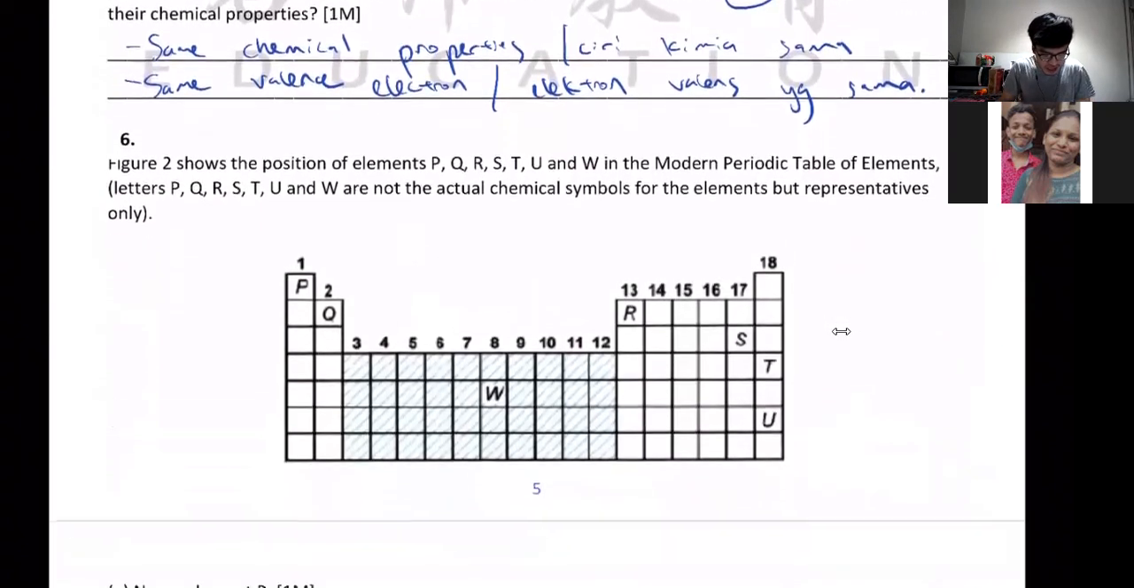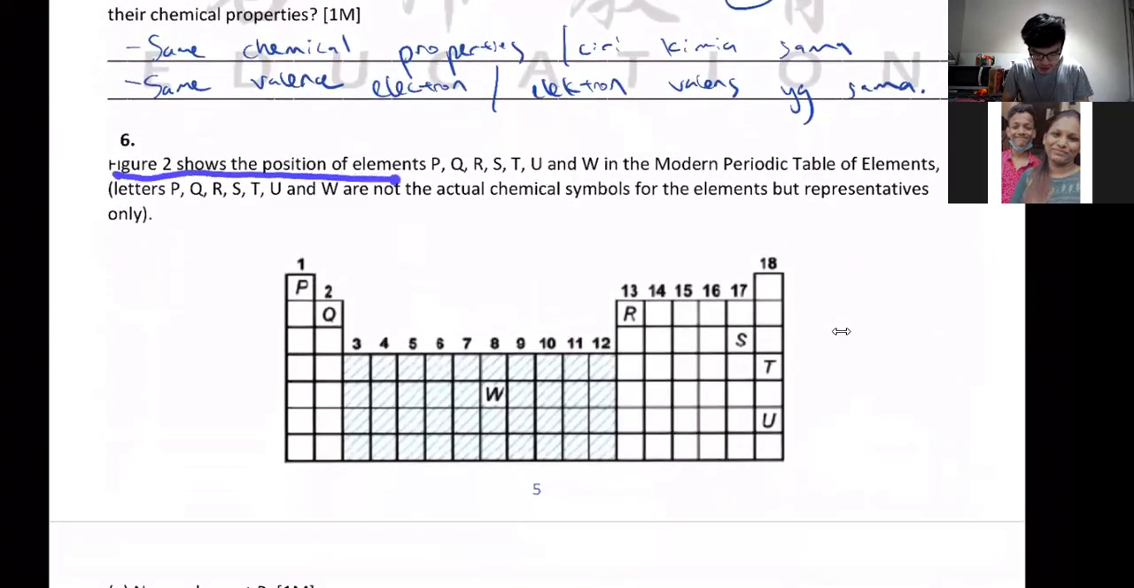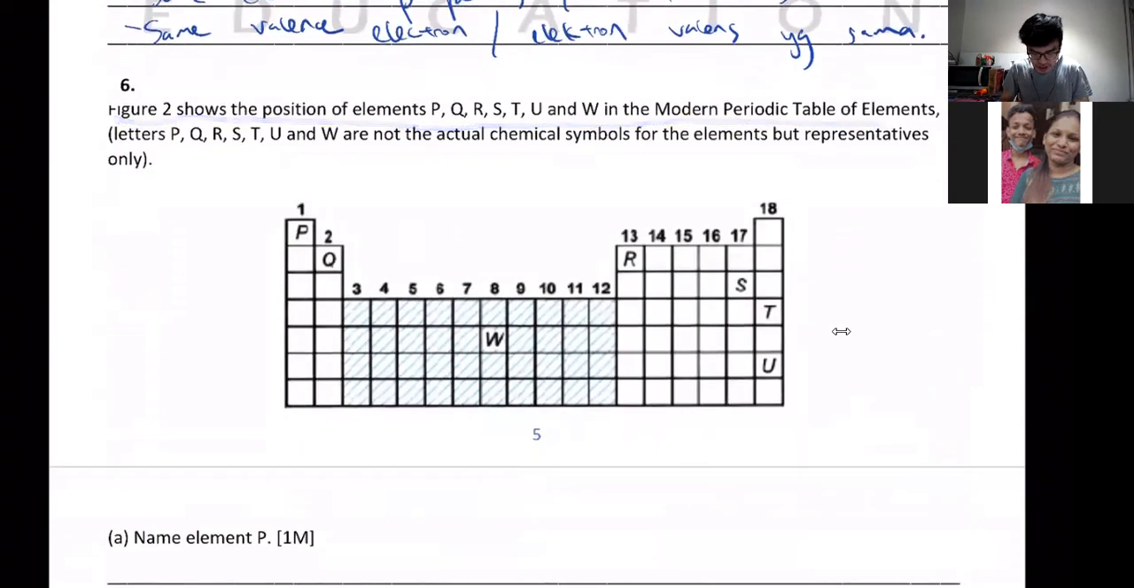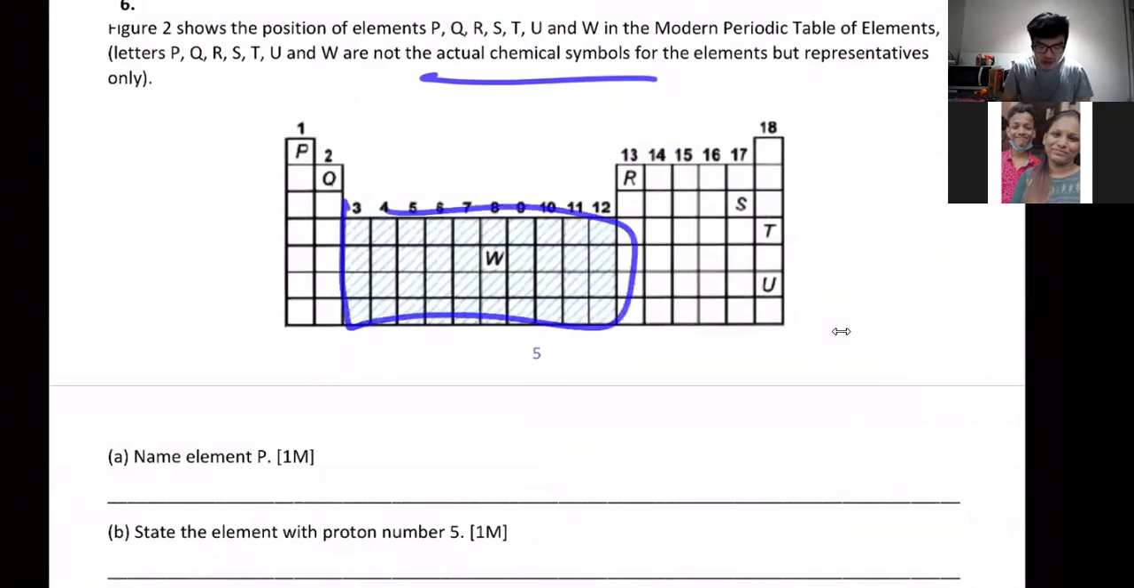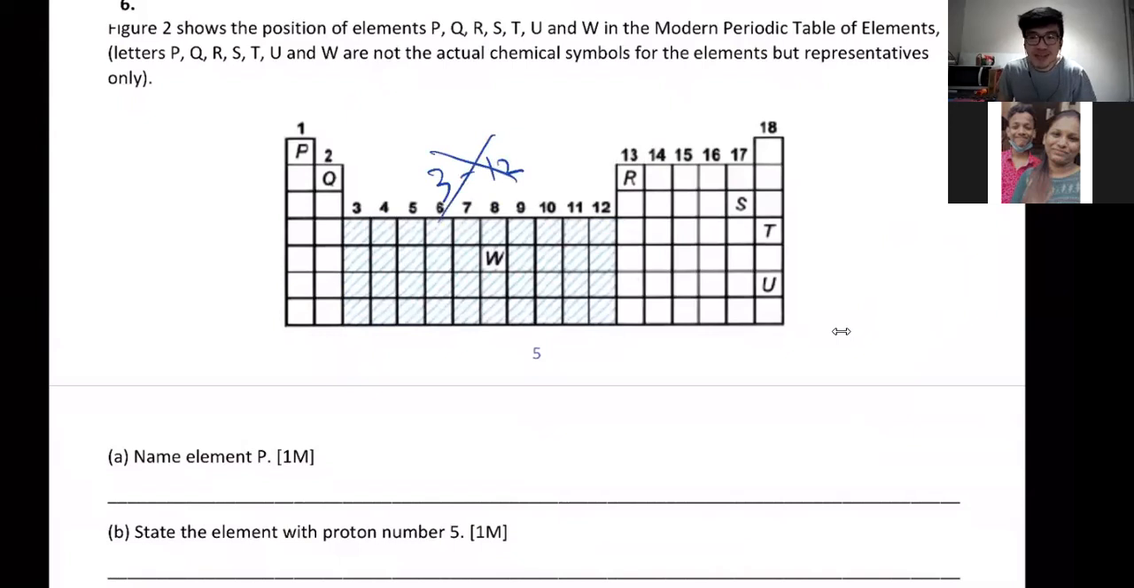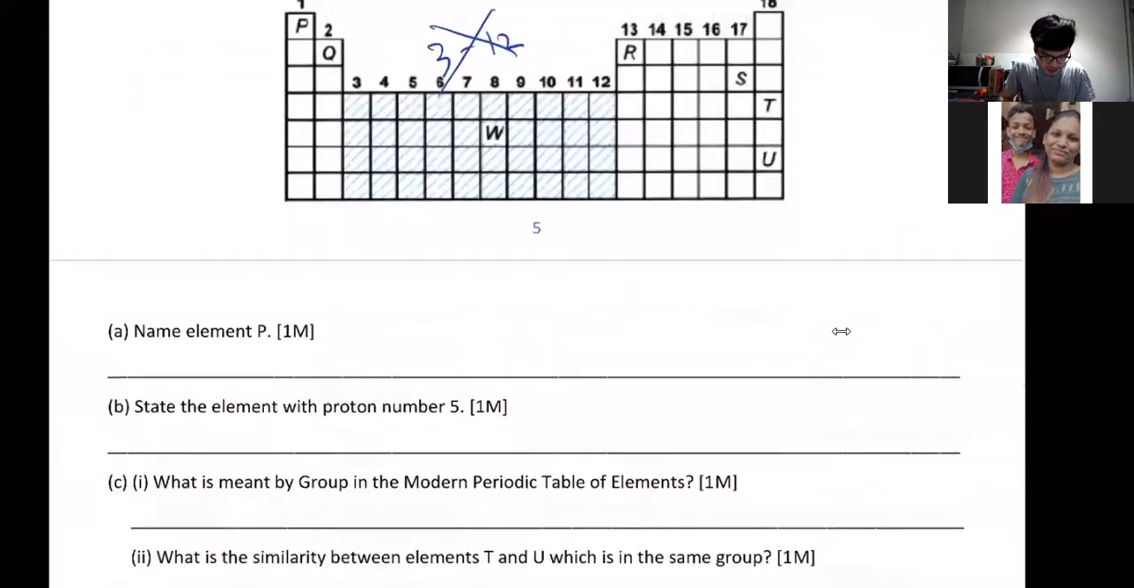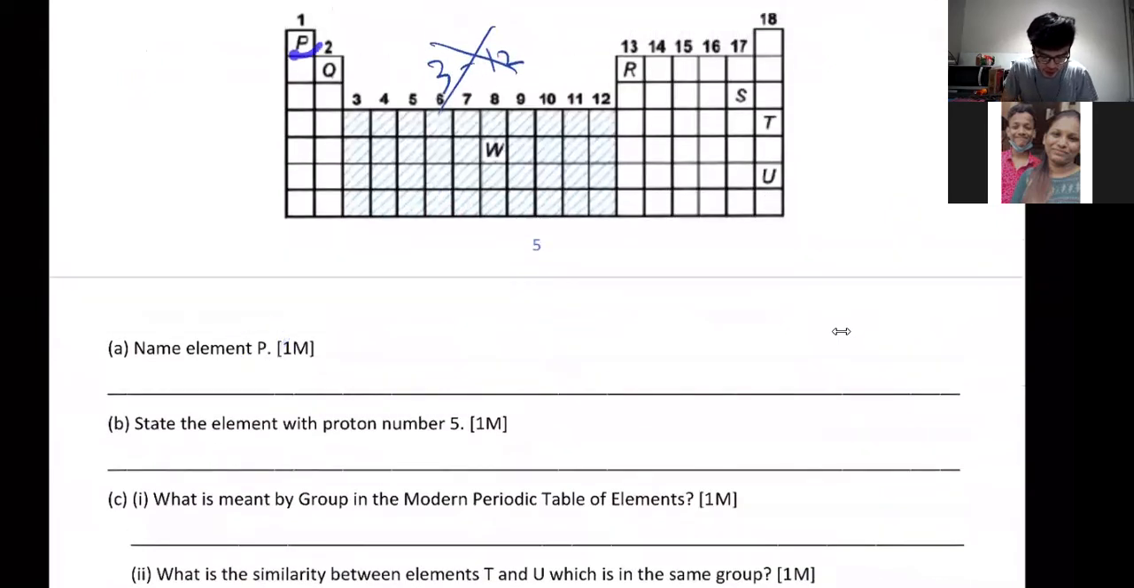So anyway, number 6, figure 2 shows the position of elements P, Q, R, S, T, U, W in the modern periodic table of elements. Okay, they are not the actual chemical symbols, fine, whatever. You see, group 3 to group 12, like I said, this is none of your business. We don't care. You just need to know their names. We shall talk about that later. So name element P. Okay, element P is the first one. They want the name of it. This is hydrogen.